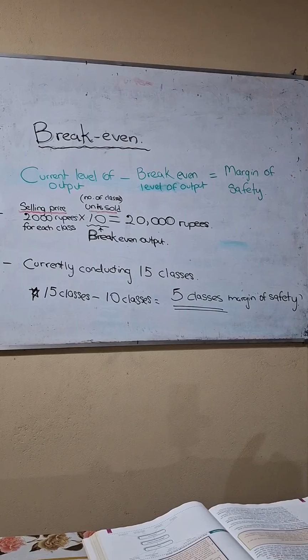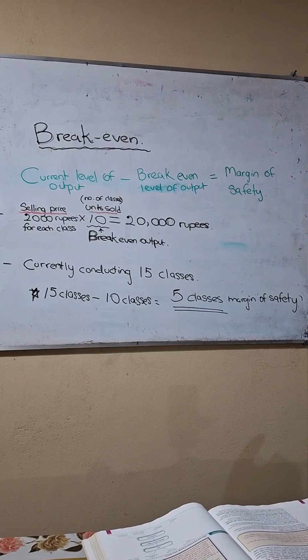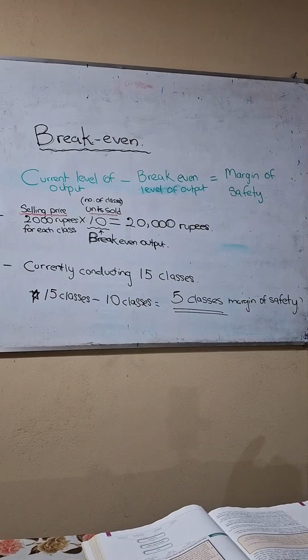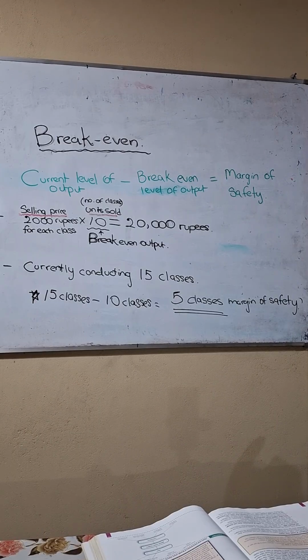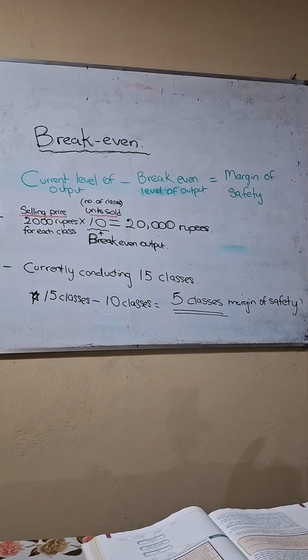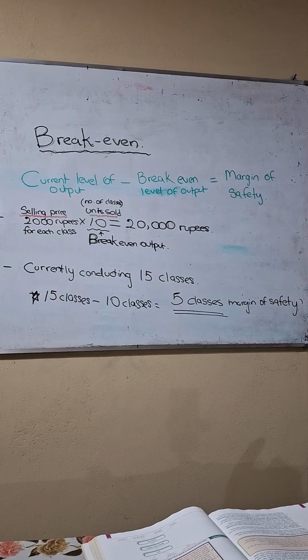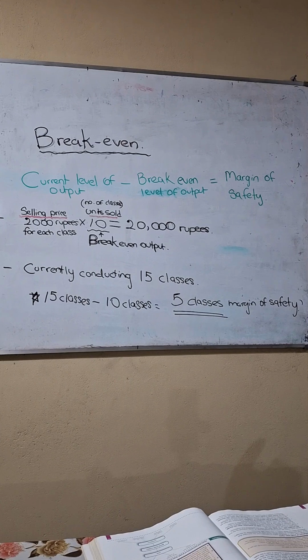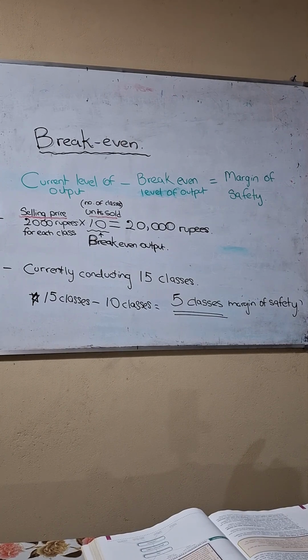Okay, so the next area that we will have to learn is about the margin of safety. Now, what do they mean by margin of safety? It's very important that you have an idea about how to do the margin of safety calculation. So if they ever ask you to calculate margin of safety, this is how you calculate. I have written in green: it's the current level of output minus the break-even level of output. That's how we take the margin of safety.